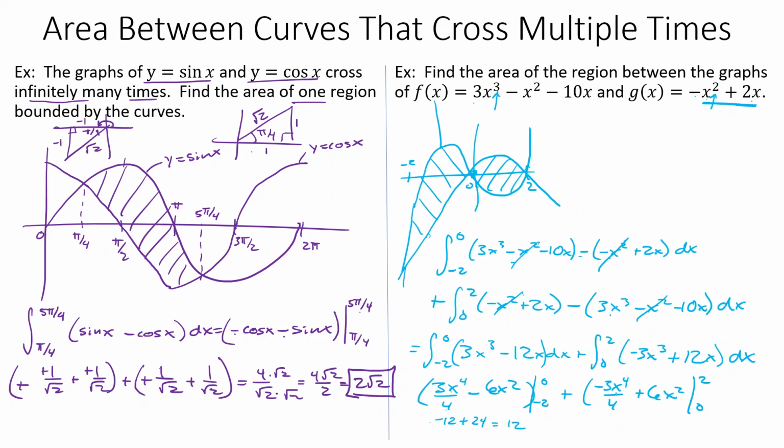Same thing's going to happen here. If we plug in 2, we're going to get negative 3 times 16 over 4, which is 4, plus 6 times 4 is 24. So this also gives us 12. If we add those two up, we do get that 24 is the total area. So each one of them has area 12, and together they give us 24.